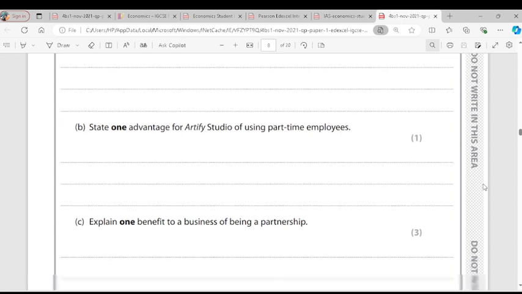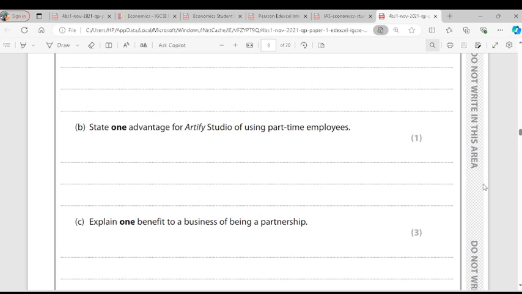Yes. Roman numeral B. State one advantage for Artify Studio of using part-time employees. Part-time employees are flexible. It means they will be needed only when Artify Studio is in the peak period, when a lot of customers are coming. If it's an off-peak period, it doesn't need to employ them. So part-time workers will be needed in the peak period, so that Artify Studio can have a lot of employees to attend to those customers.